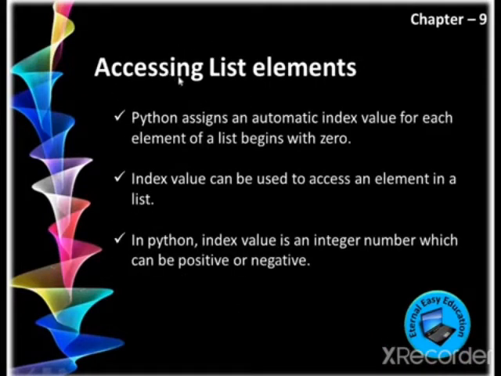How to access the elements in the list? Python assigns an automatic index value for each element of the list beginning with 0, just like our array in C++. Index value can be used to access an element in a list. In Python, index value is an integer number which can be positive or negative. As you learnt in string also, there is positive and negative index value. Same procedure is followed for list also.